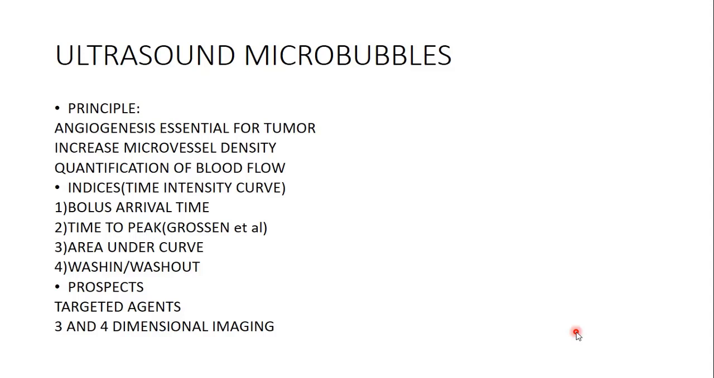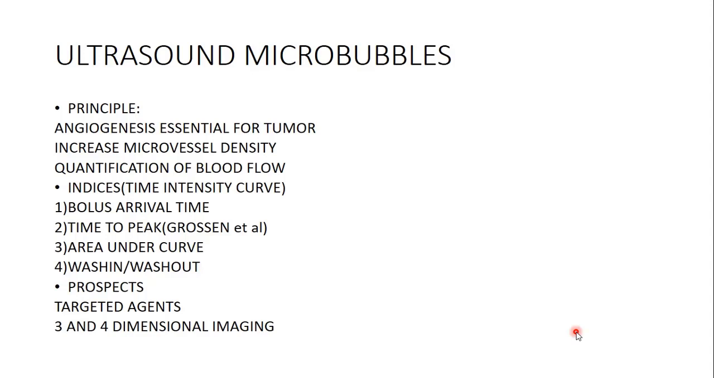One of the great improvements in transrectal ultrasound nowadays is the microbubble contrast agent. We all know that prostate cancer is highly vascular. Angiogenesis is essential for tumor growth and invasion, and in tumors there is an increase in microvessel density. In microbubble contrast, quantification of blood flow allows us to assess prostate cancer. 4 indices are measured in this technique: bolus arrival time, time to peak, area under the curve, and wash in and wash out. All these indices help us in detecting prostate CA.